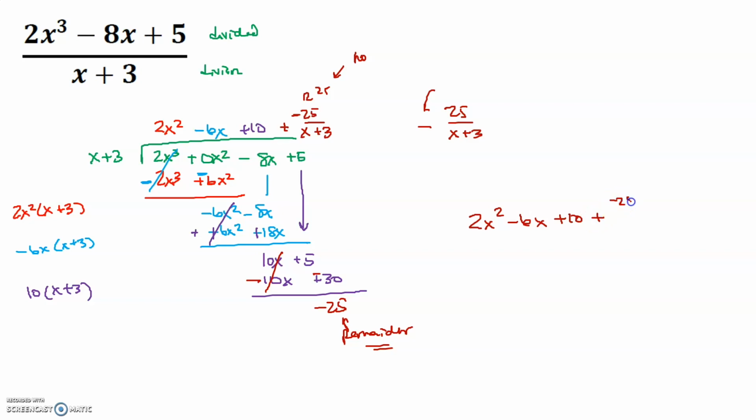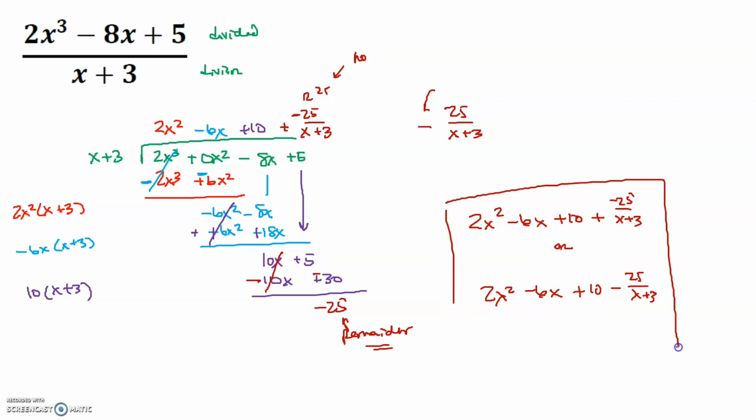So our answer to this problem is 2x squared minus 6x plus 10, and then either plus negative 25 over x plus 3, or, like I said, you could do 2x squared minus 6x plus 10 minus, and then a positive 25 over x plus 3, pulling that negative on the 25 out in front. Either one of these would be an acceptable answer here.